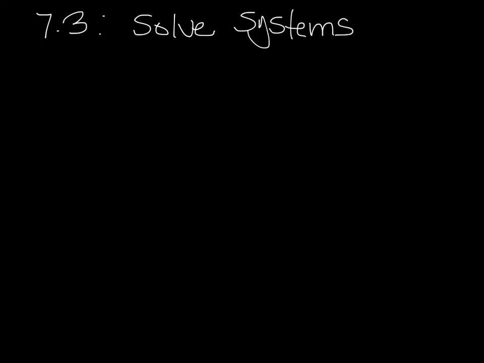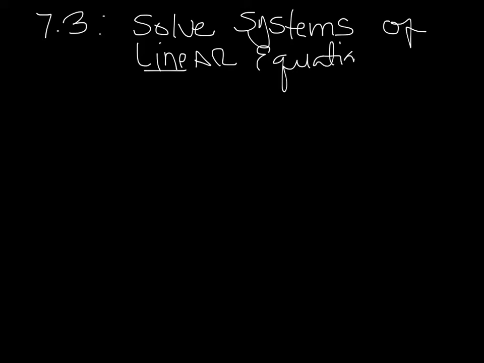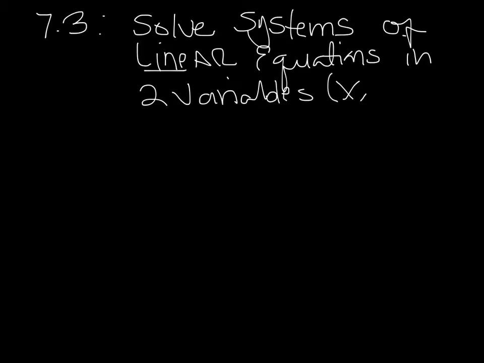Okay, 7.3 is solving systems of linear equations in two variables. So let me just write that down. We're going to solve systems. Notice it's not solve equations. Solve systems of linear equations in two variables, in our x and our y. So what is a system of linear equations?